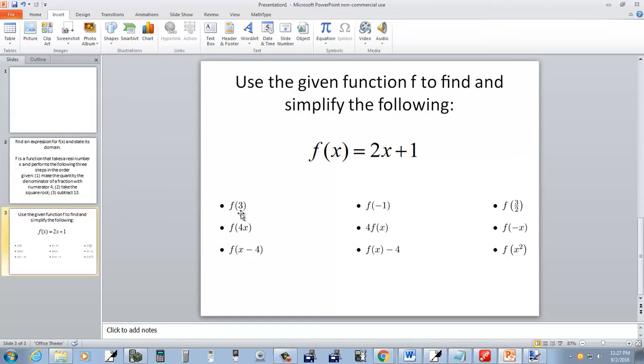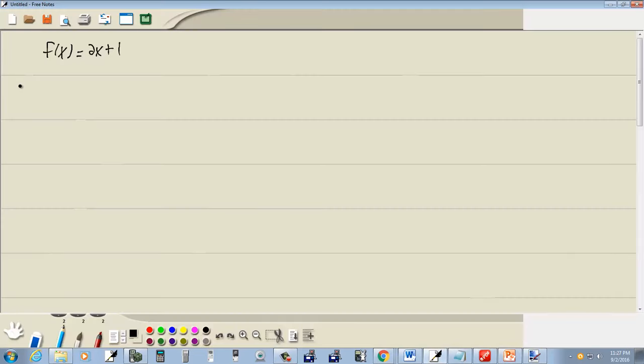The first one we want to find is f of 3. Now this is evaluating a function, and it's always the same. You go to your function, and everywhere you have an x, you put in a parentheses. Now whatever's inside the parentheses right here is automatically what you're going to put in over here. So put 3 in there. 2 times 3 is 6, plus 1 gives us 7.